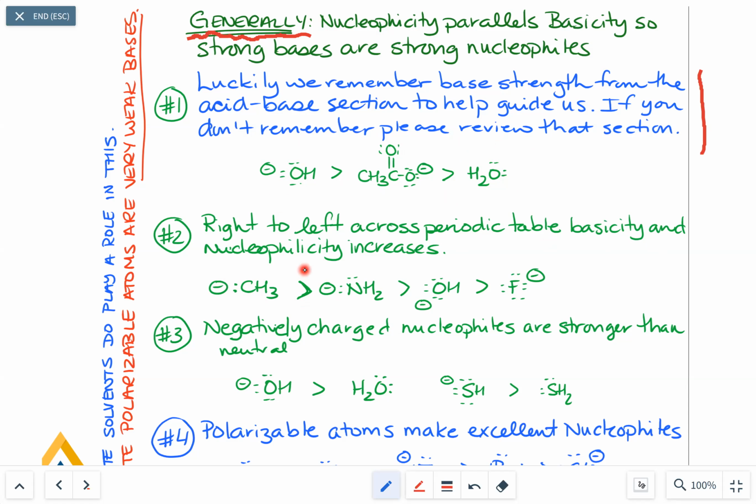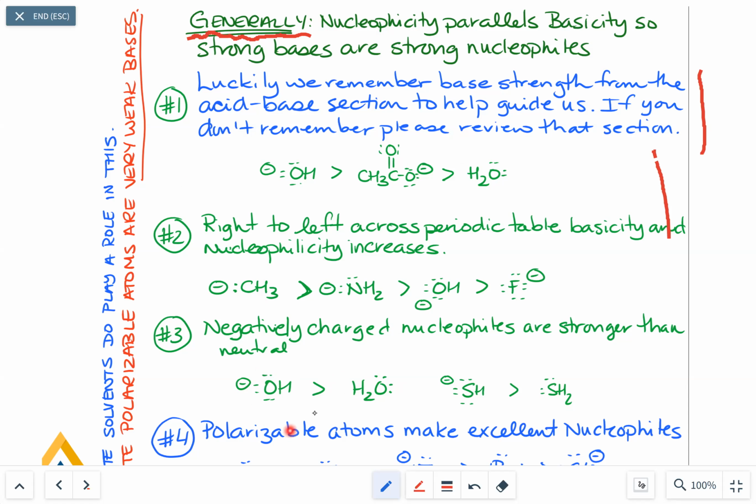The anion versus its conjugate acid. So the base is always going to be stronger than its conjugate acid. So S minus is going to be more nucleophilic than just H2S, or hydroxide is going to be more nucleophilic than H2O. So all of these, the first three points, is what we did during the very start of the term. The part which is slightly new is that polarizable atoms make excellent nucleophiles.